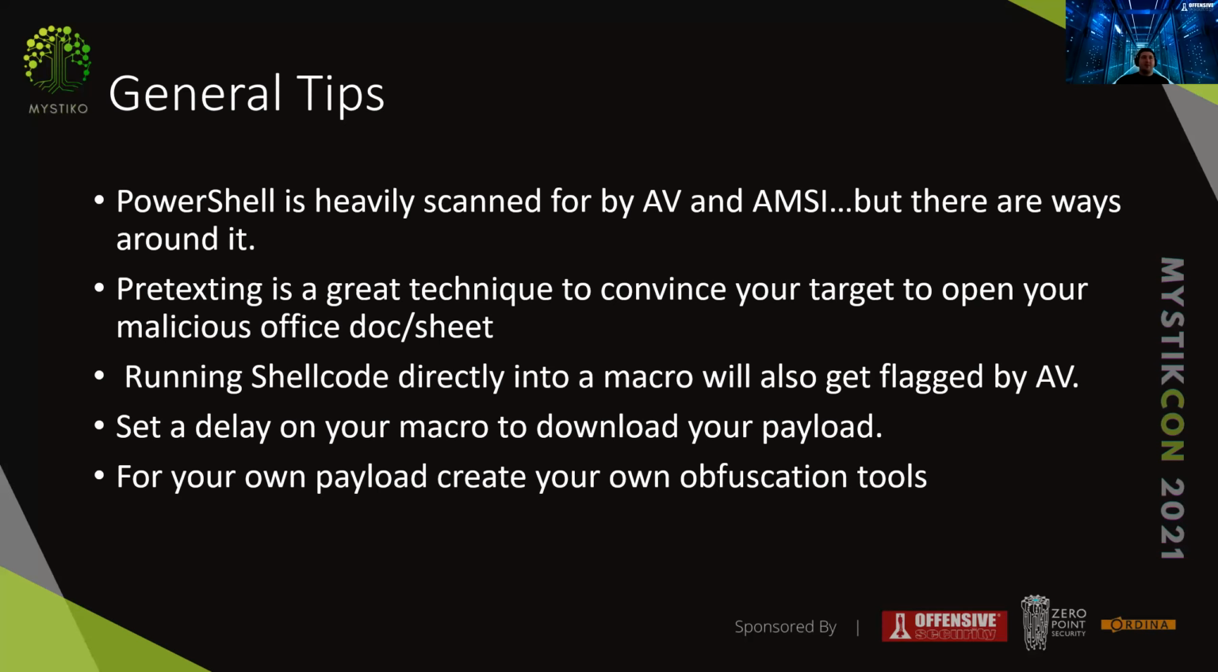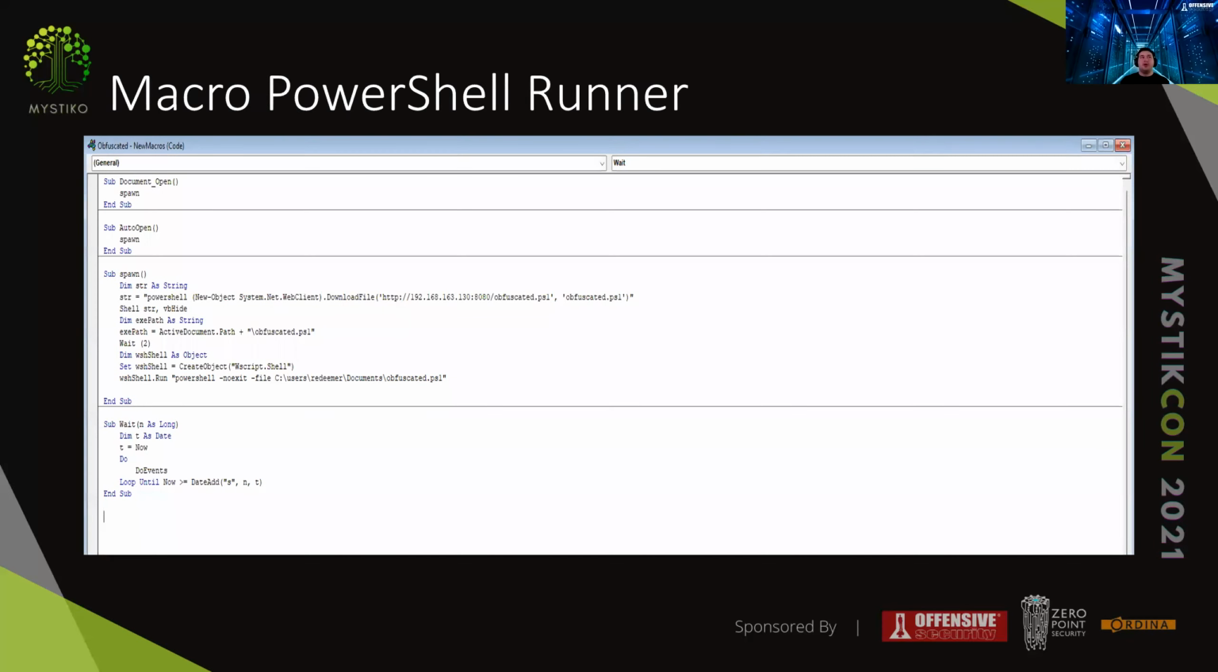Let me show you an actual macro that I wrote literally this morning. This macro is for a Word document. We have sub document open and we have sub auto open set up. The name of our macro is spawn. What spawn does is download a file that I have set up on a server, right? And this is all done locally. This is what I do for testing.